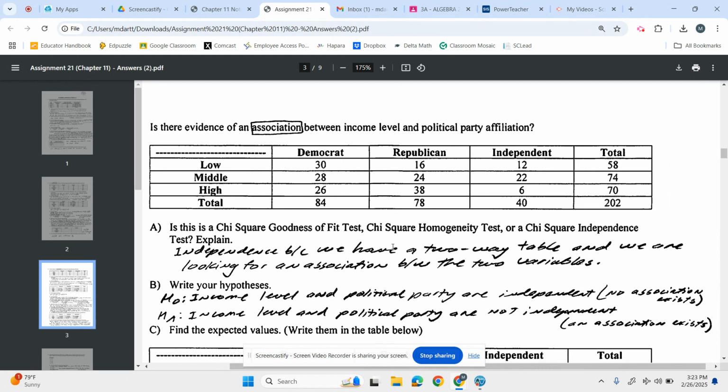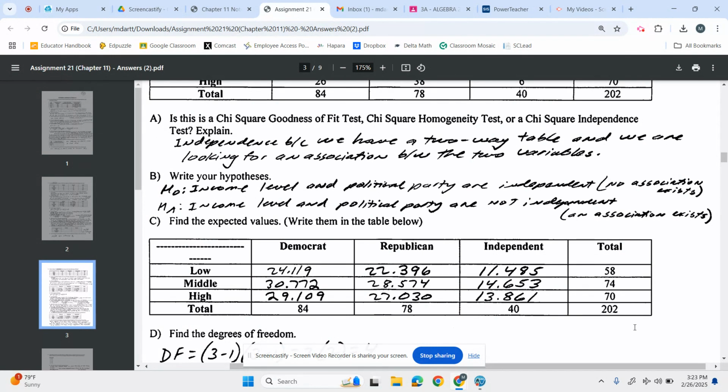Now, when we write our hypotheses, since it's an independence test, we like to use words like independent and not independent. Well, we learned way back in Unit 1 that if independent is what it's always independent for the null. Always independent for the null. That means no association. So we're talking about income level and political party. Income level and political party are independent. Independent, again, means that there's no association. The alternative would be income level and political party are not independent, which means that there is some type of association.